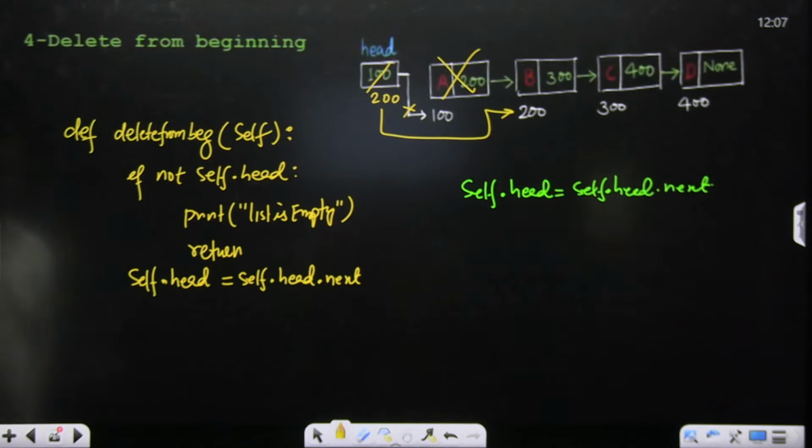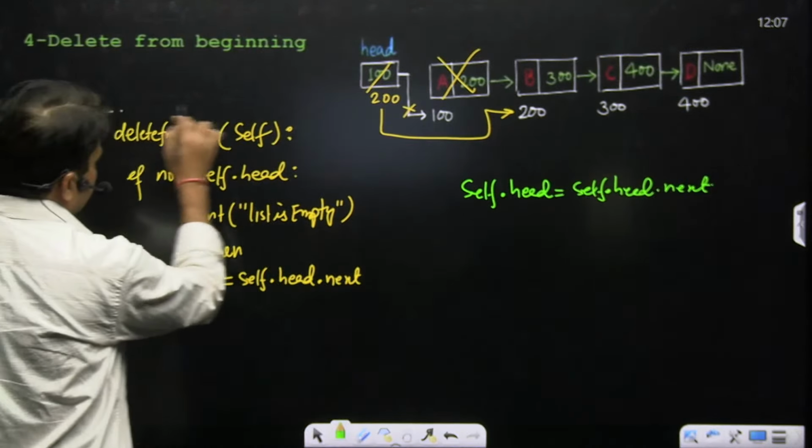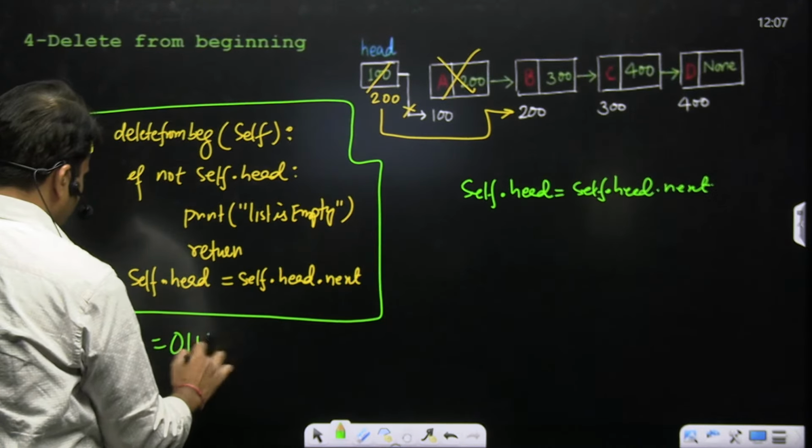So what is the time complexity for this? Is there any loop here? No, there is no loop. All four, five constant operations, बच्चे. The time complexity for this is what, sir? Order of constant, order of 1.